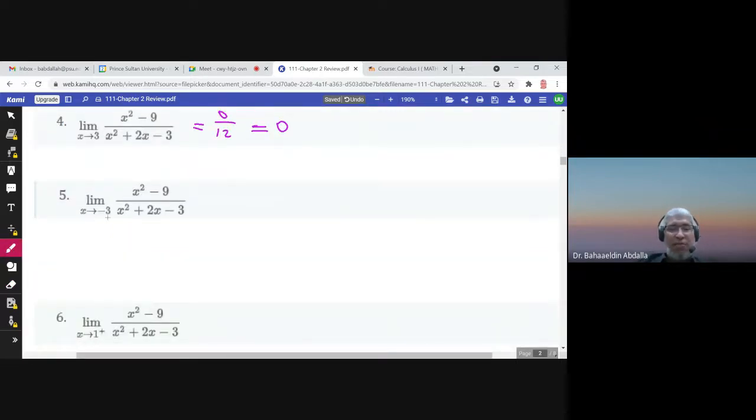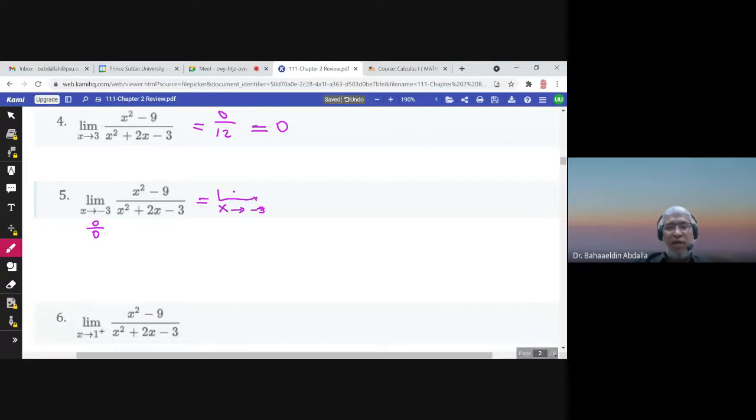Now replace x by negative 3. Negative 3 squared is 9. 9 minus 9 is 0. And negative 3 squared in the denominator is 9. 2 times negative 3 minus 6 minus 3, that's 0. So I'll get 0 over 0. Once we get 0 over 0, we try to factor or multiply by the conjugate.